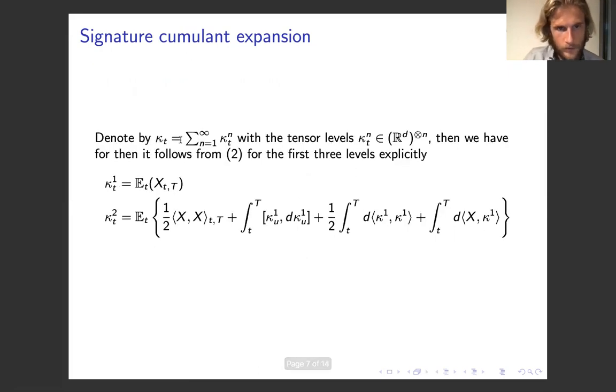So let me look at the first two levels of the signature cumulants, which follow from this theorem. The first one is trivial; it's just the expectation of the increment of the martingale, and the second one is the expectation of the increment of the quadratic variation: the integral of the first level of the signature cumulant with respect to itself, and the commutated version of that integral, then the quadratic variation of the first level of the signature cumulant, and the cross variation of the signature with the first level of the signature cumulant.